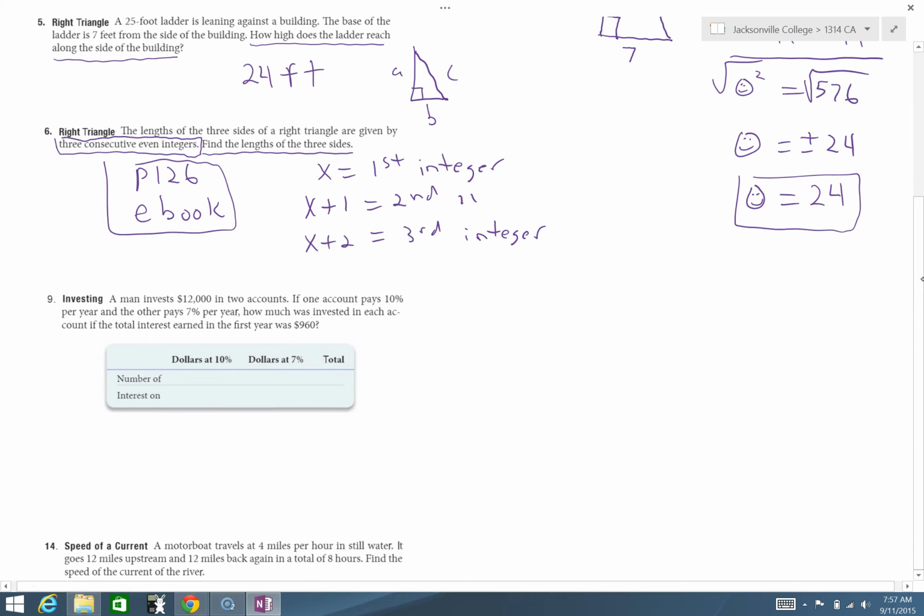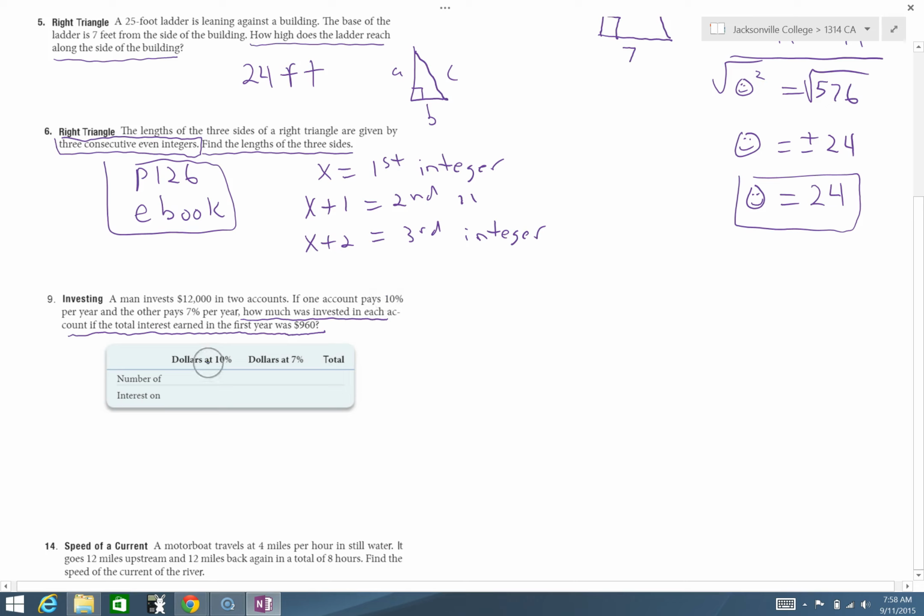Okay, number 9. I'm going to get to the question sentence first. How much was invested in each account if the total interest earned the first year was $960? I'm looking for the amount invested in each account. It says a man invests 12,000 in 2 accounts. If one account pays 10% per year and the other pays 7%, how much was invested in each account? Sounds like he should have put it all in that account, huh? Maybe he didn't know going in.